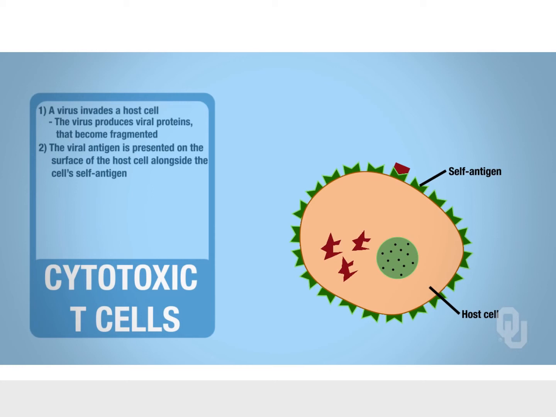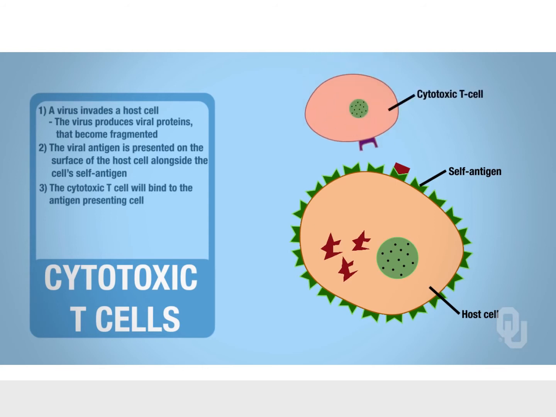So the next step then is for the cytotoxic T cell to come in and bind to the antigen presenting cell. So here's your cytotoxic T cell, and it binds to the antigen. What this slide does not show is the protein that's going to ensure or enhance the binding of the cytotoxic T cell to the virally invaded host cell. What protein is going to enhance this binding? Remember that we're dealing with cytotoxic T cells. So this protein that's enhancing the binding must be a CD8 protein.